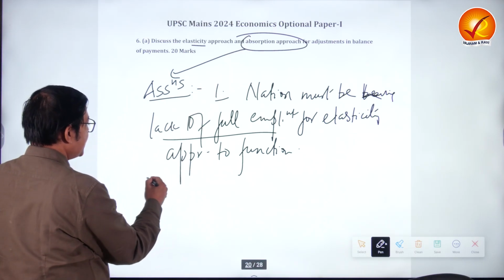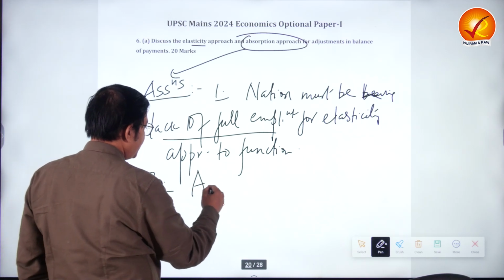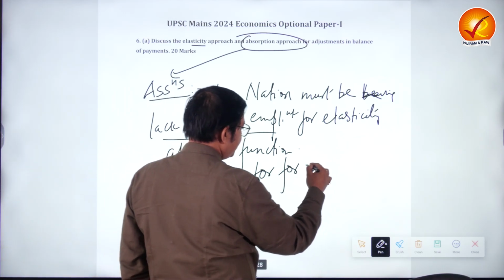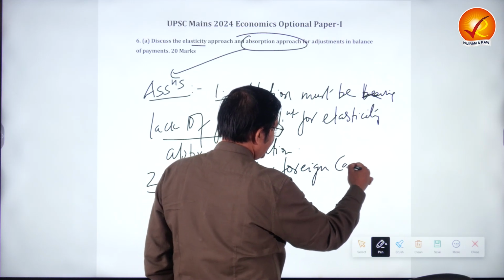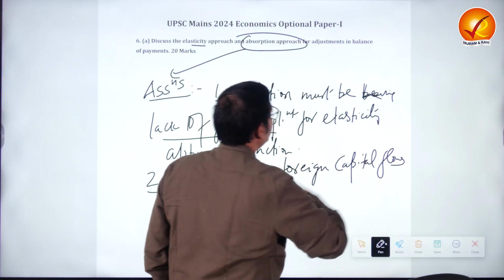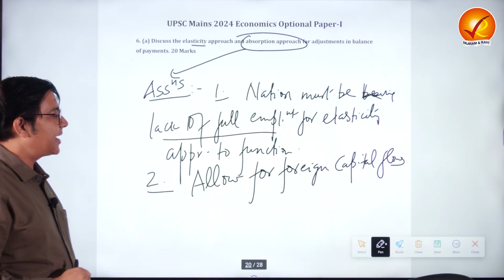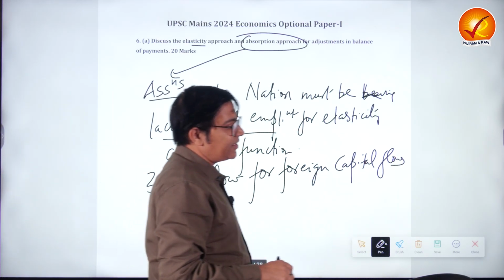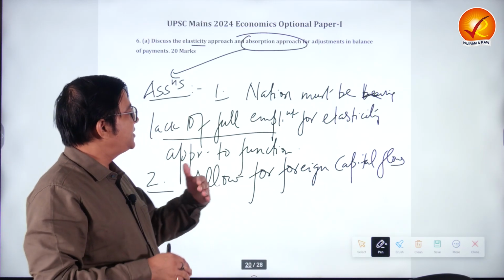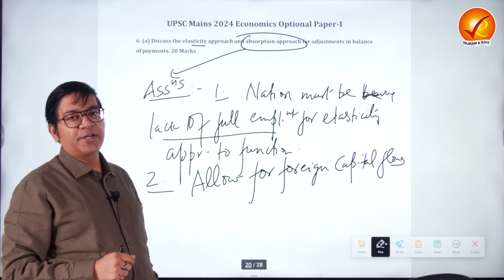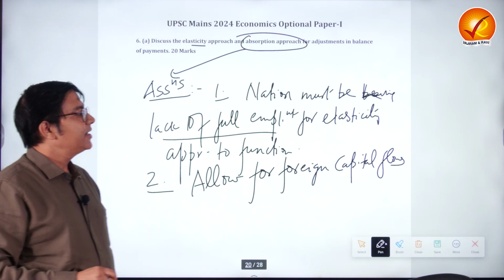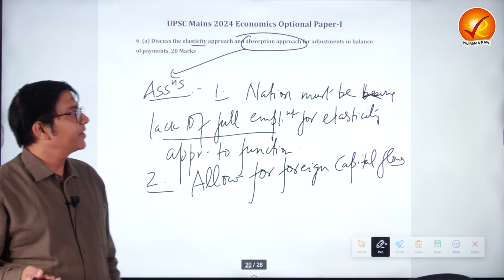The other thing that is different is that they allow for foreign capital flows, unlike the first approach. In the absorption approach, the capital flows are allowed, and that explains how the economy can change its full employment level of output itself. And through foreign capital inflow, the BOP can keep on improving.